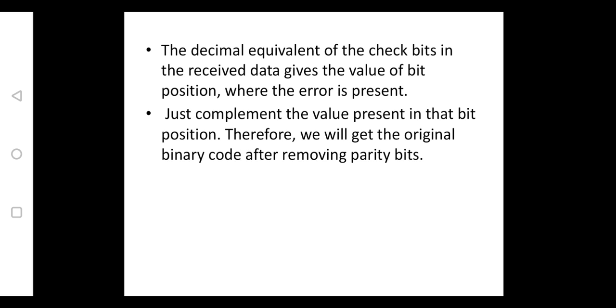But the drawback of this formula which we have used, 2 power k greater than or equal to n plus k plus 1, is that it is used in order to find out single bit error correction as well as detection. If the received code word is having error in more than 1 bit position, we need to go for the next step. But according to our syllabus, we are limited to finding single error detection as well as single error correction.